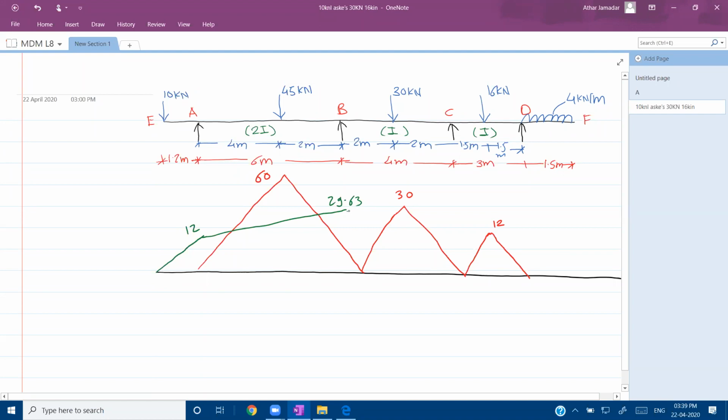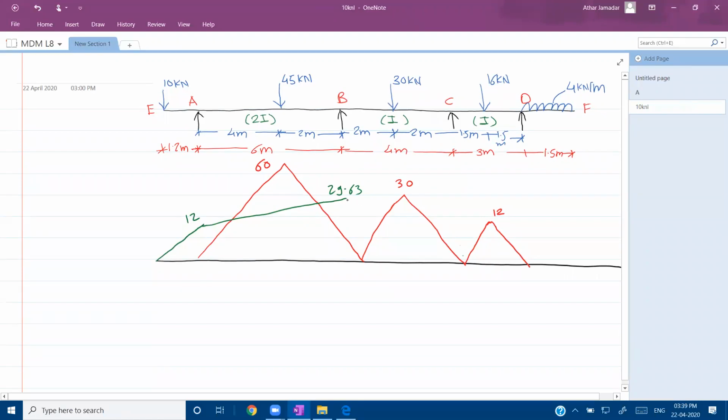And right support MCB is 7.283. For DC, MDC is 4.5 positive. So right hand support, positive moment above the baseline. This is 4.5. And at last, for DF, moment is negative 4.5. So from left support, negative moment, it will start from this point up to 0 at this point. So this is your final bending moment diagram.